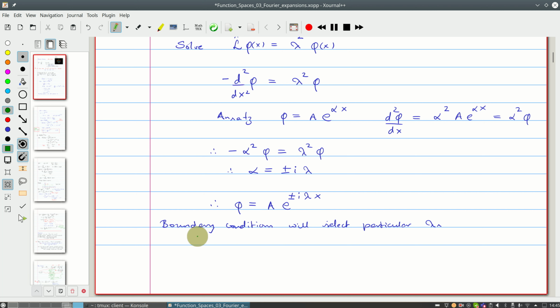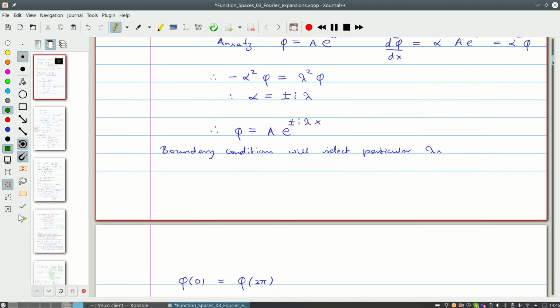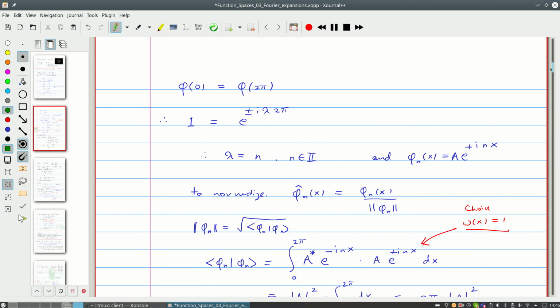The other thing we're going to do next is that these boundary conditions, those periodic boundary conditions, are going to select particular values of lambda. So not all phi will be allowed, but only those for which lambda satisfies certain conditions, which allow phi to satisfy the boundary conditions. Alright, so we start with the boundary conditions then. We've been told that phi of 0, or I had put it up there as y of 0, but it doesn't matter, this is the function, phi of 0 is equal to phi of 2 pi.